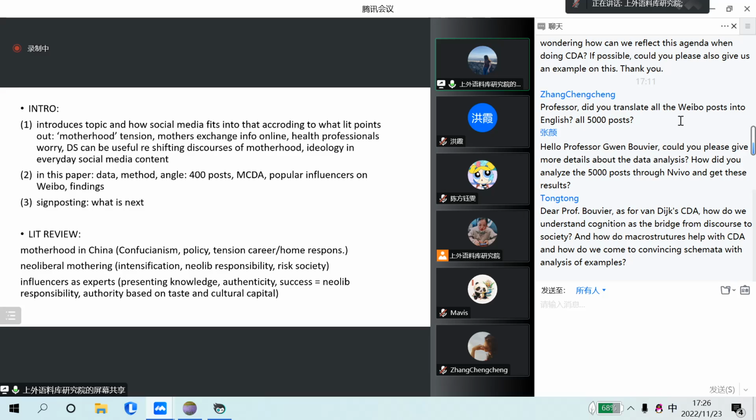So then we say in this paper, we say the data, we say the method, and we say the angle. Looked at 400 posts, used MCDA, and looked at popular influencers on Weibo, and then talked about the findings. So your introduction kind of lays out the entire path. And then you signpost what we're going to do next. Next, we're going to look at the literature review. So this is an article written at the end of the study. This is not exactly how the study comes about, but we've seen that before in an example.